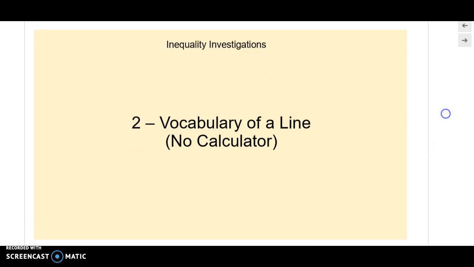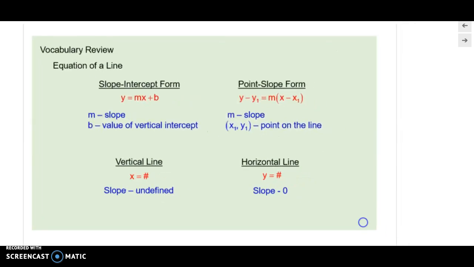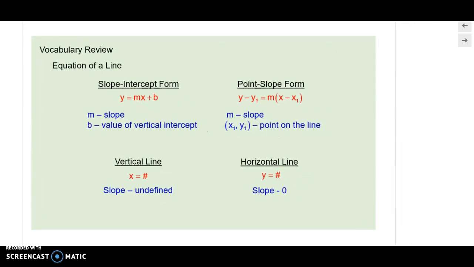So some terminology before we do anything. We need to talk about the different forms of the equations of lines. And these are two of the main types: slope-intercept form and point-slope form. So the one on the left, slope-intercept form, is one that you're probably very familiar with. Probably seen it since like 6th grade, but we've got y equals mx plus b.